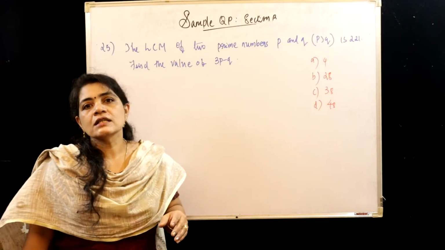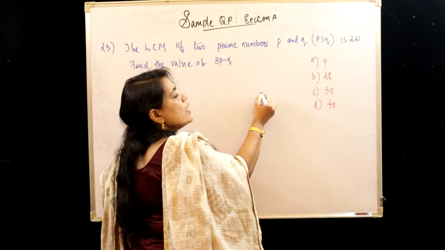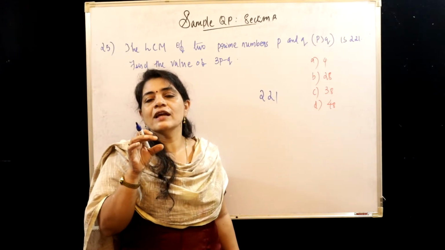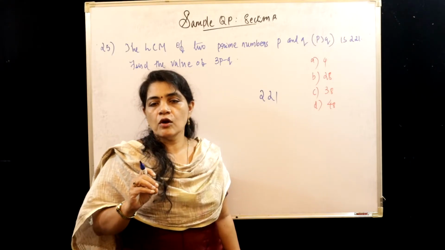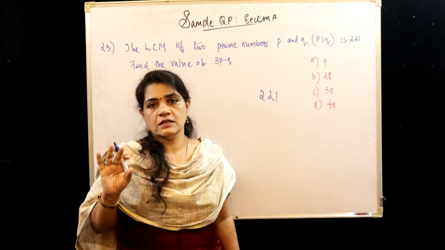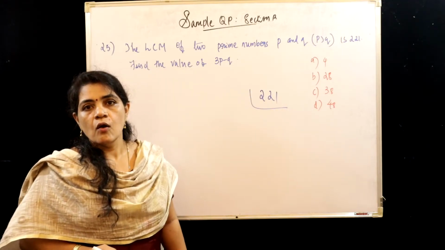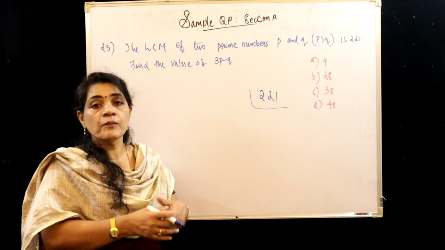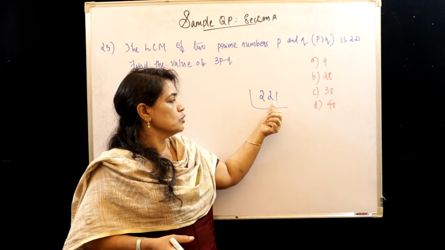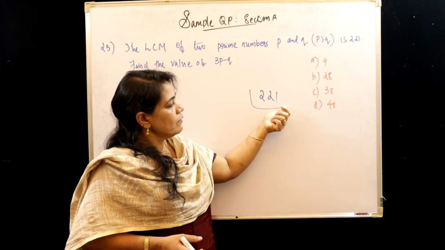See, children, what is given? The LCM of two prime numbers is 221. We know how to get the LCM: LCM is the product of the greatest power of each prime factor occurring in its prime factorization. That means we have to prime factorize this 221 and express it as a product of primes. You can't take 2, 3 is not possible, 5 is not possible, 7 is not possible, 11 is not possible.